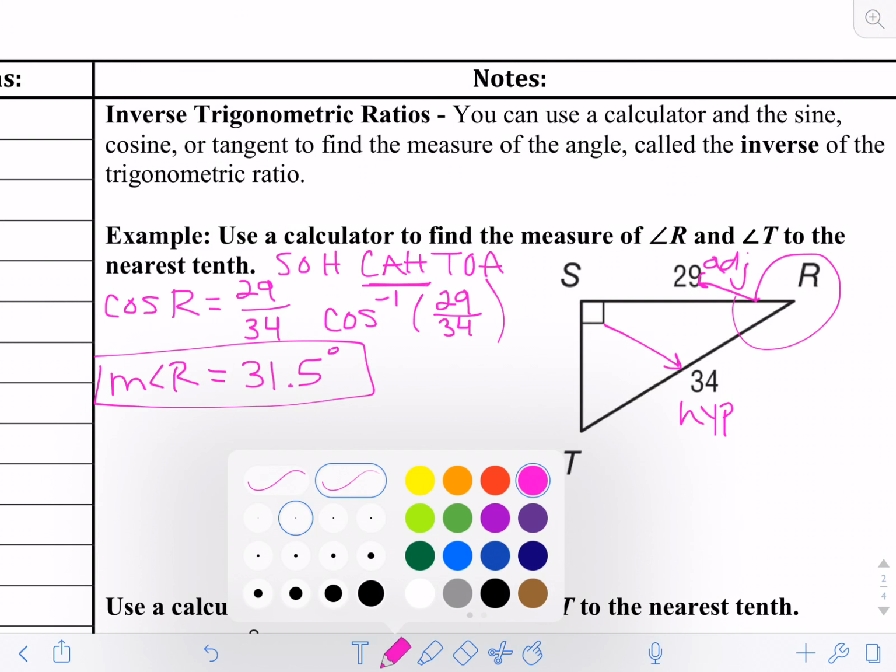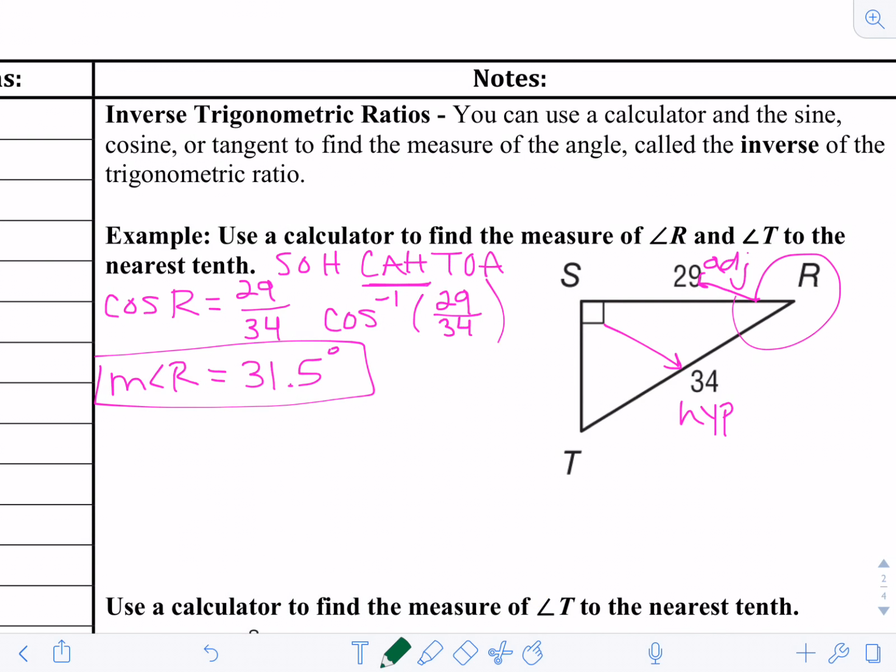All right, and then the other angle we need to find was angle T. Here, that 29 would be opposite. And again, you still have a hypotenuse. So you want to look at the ones that have an O and an H in it. O and H, that would be our sine. So we're going to have the sine of angle, sorry, not R, it's T. Sine of T is equal to, opposite is 29.